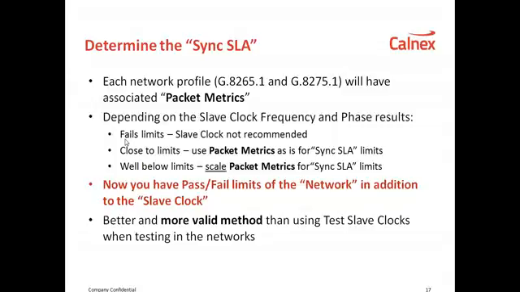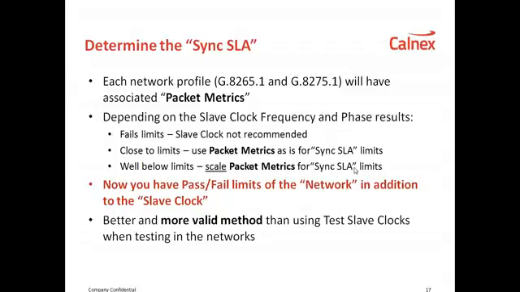Now, if the slave clock fails the limit, ultimately it's a simple step of saying that slave clock is not recommended for that application unless you change your network. If it's very close to the limit, the packet metrics that you have from that lab test can be used directly as your network SLA limits. If the slave clock recovered clock is well below the limit, you can scale the packet metrics and establish your sync SLA limits.